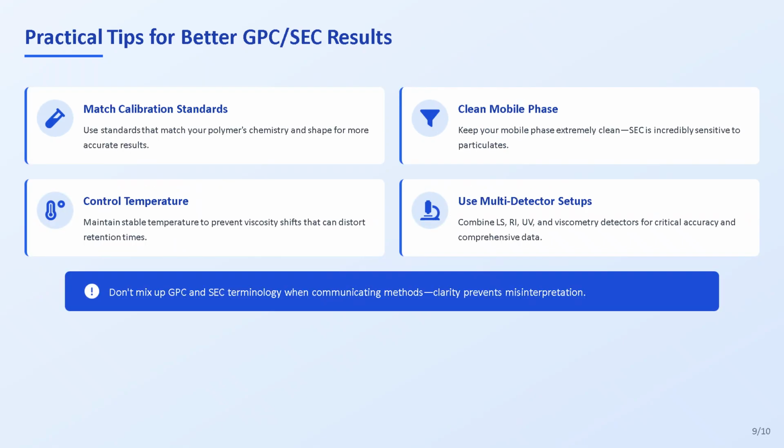Before we wrap up, here are some practical tips you can start using today. First, always match your calibration standards to your analyte's chemistry and shape. Second, keep your mobile phase extremely clean. SEC columns are sensitive to particulates. Third, control temperature carefully because viscosity changes can shift retention times. And finally, consider multi-detector setups, like combining light scattering with RI or UV. This gives you absolute molecular weight, branching information, and better sample characterization.